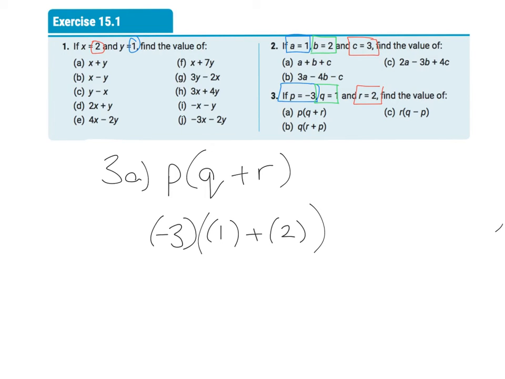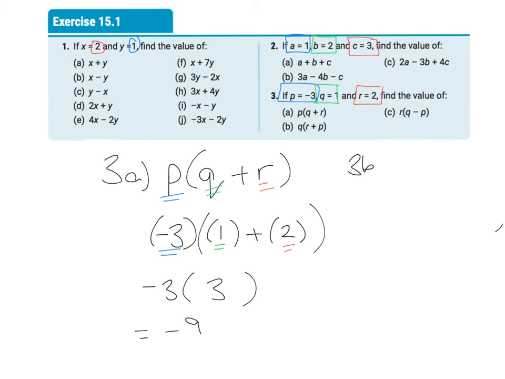Okay, so I'll just highlight that over in another colour. So that's minus 3 because that's P. Q is 1 and R is 2. Now, we always work inside the bracket first. So we're going to leave the minus 3 out there. And inside the bracket, 1 plus 2 is going to be 3. Then we multiply it out. Minus 3 by 3 is going to give me minus 9.